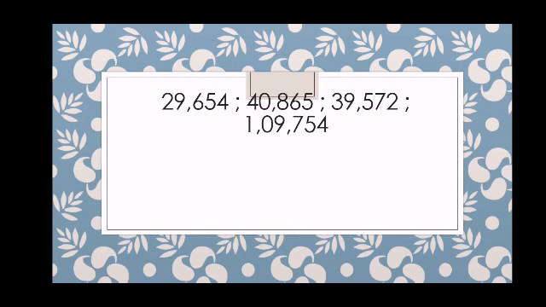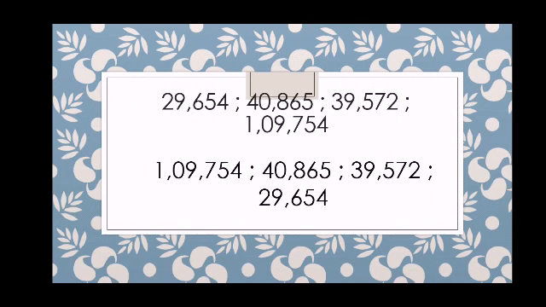So, to arrange them in decreasing order, first of all, we will write the greatest number. इसमें greatest number कौन सा है? Yes, 1,09,754. Then 40,865. Then very good, 39,572. And last number is 29,654. Very good.